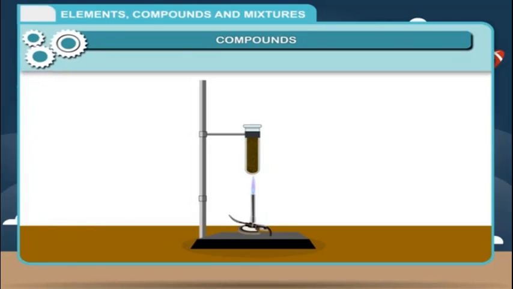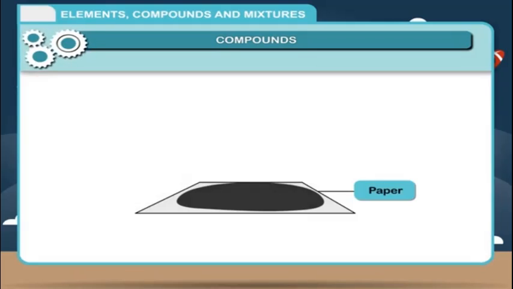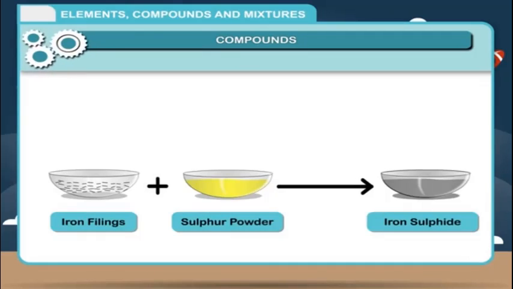Cool the test tube and remove its contents. The test tube contains a metallic solid which can be powdered. Spread this powder on a paper and pass a magnet over it. Nothing sticks to the magnet. When iron was heated with sulfur, their atoms combined to form molecules of iron sulfide.